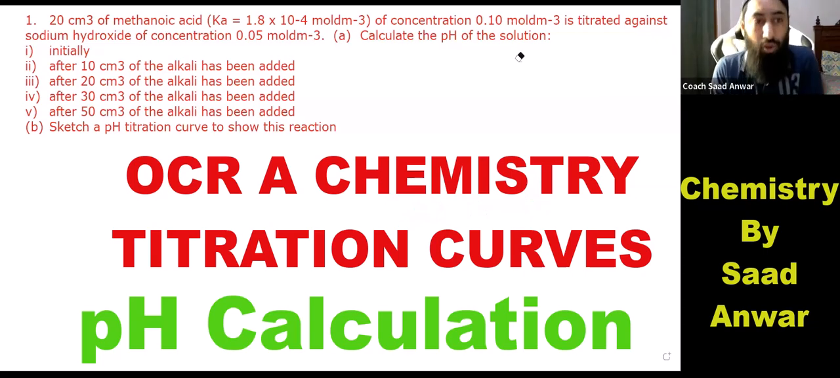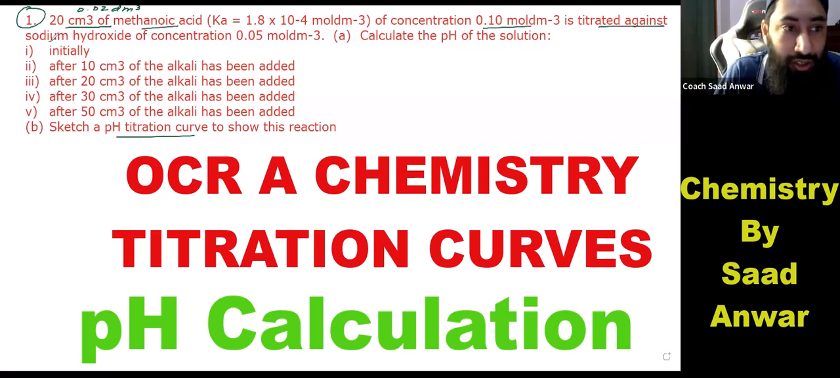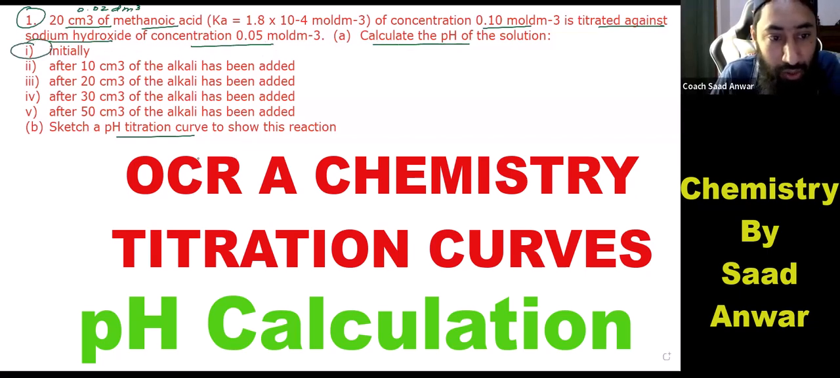Okay, so guys, I have to make a pH titration curve. For this, I need to find pH. In the question, you can see 20 cubic centimeter, which means 0.02 cubic decimeter of methanoic acid with this Ka and concentration, titrated against sodium hydroxide of this concentration. Calculate the pH of the solution initially. So let's see how I can solve it.